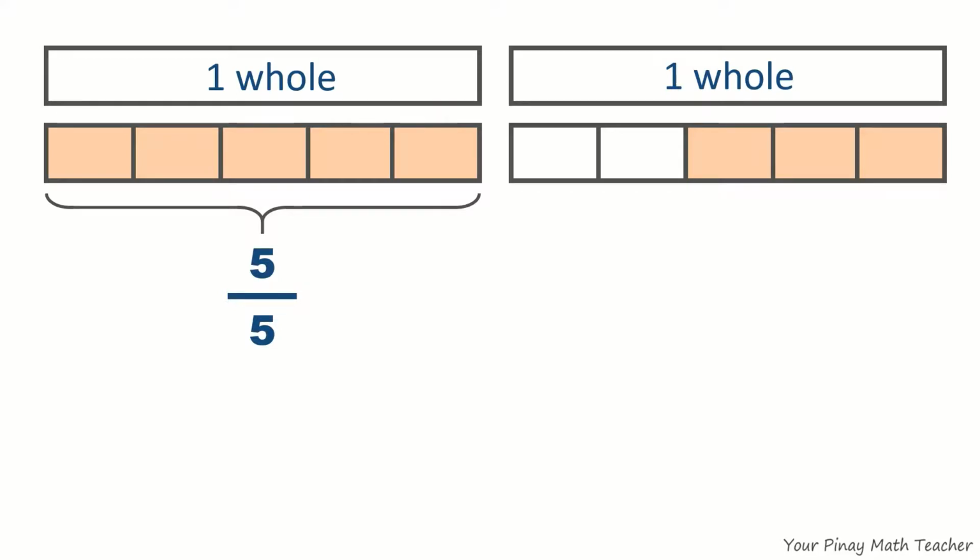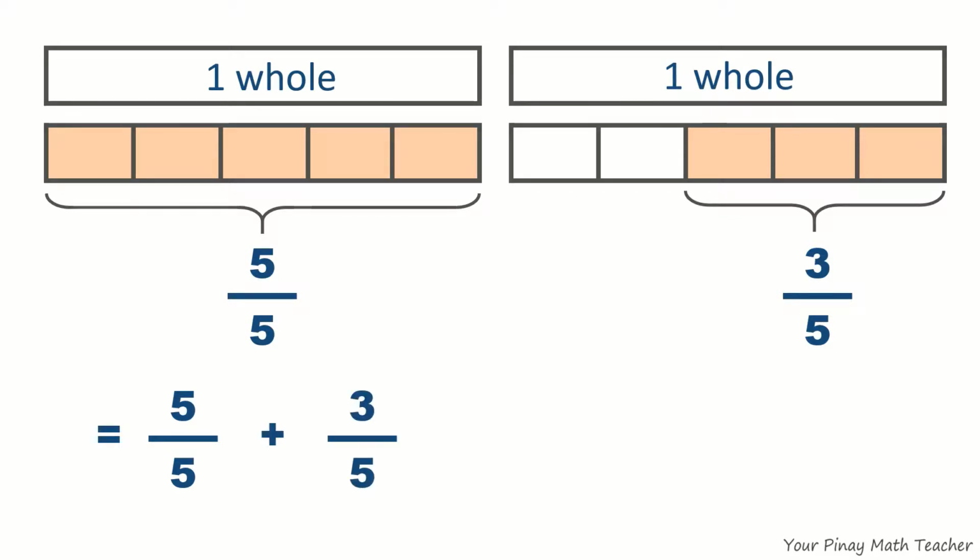The second rectangle is still divided into 5 equal parts, and 3 out of 5 are shaded. So we have a fraction of 3 out of 5, or 3/5. Combining the two fractions, we have 5 out of 5, or 5/5, plus 3 out of 5, or 3/5, is equal to 5 plus 3, 8 over 5, or 8/5.